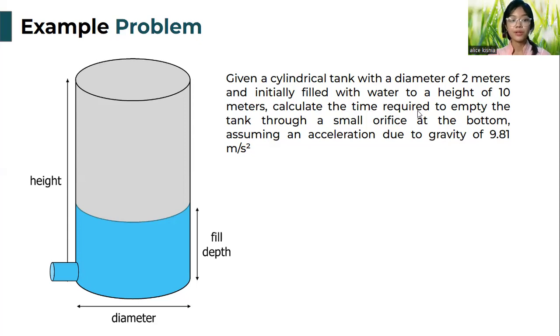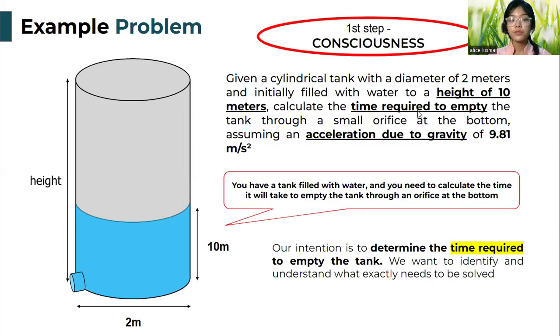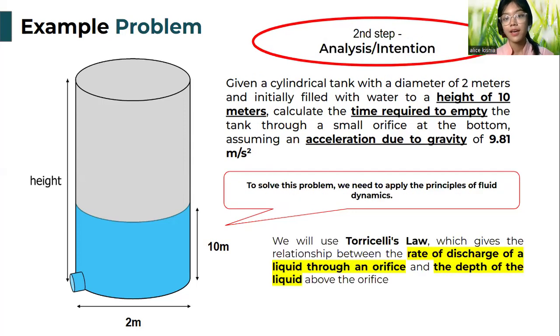Okay, so let's use the first step, which is consciousness. The first step is we have to understand that you have a tank filled with water and you need to calculate the time it will take to empty the tank through an orifice at the bottom. Our intention here is to determine the time required to empty the tank. We want to identify and understand what exactly needs to be solved. And then the second step is analysis and intention.